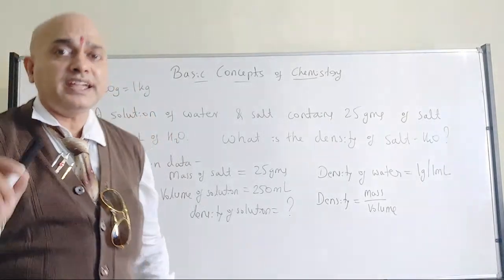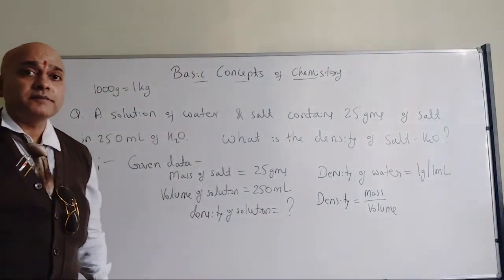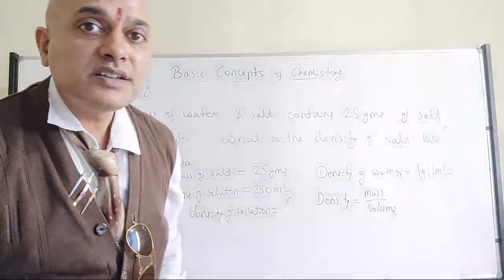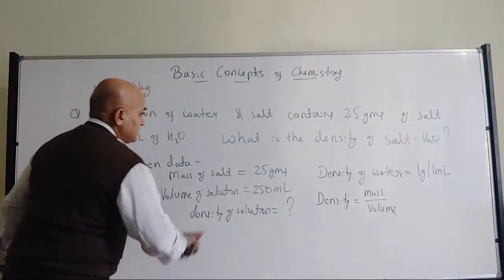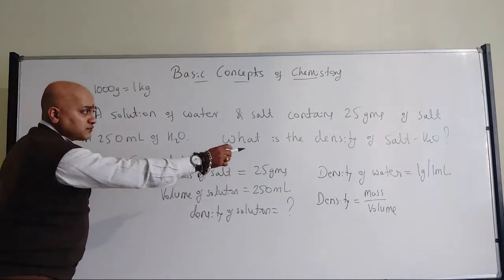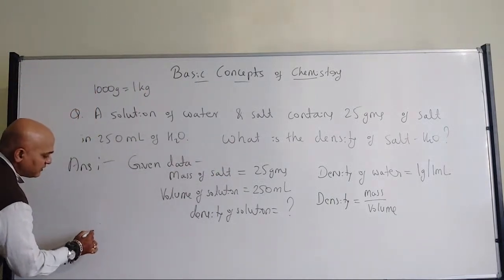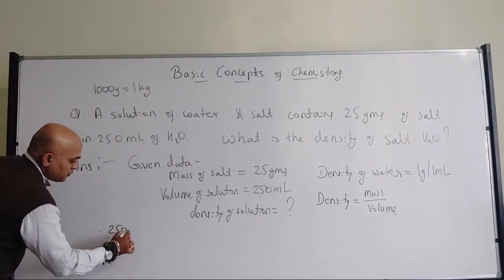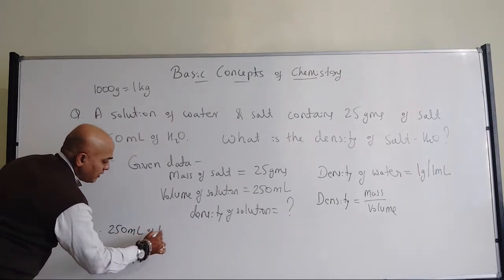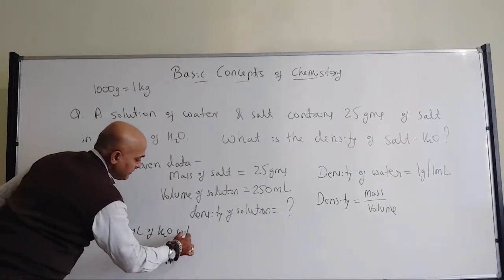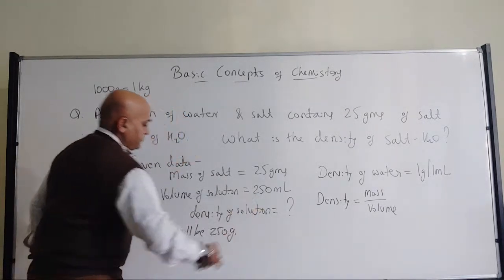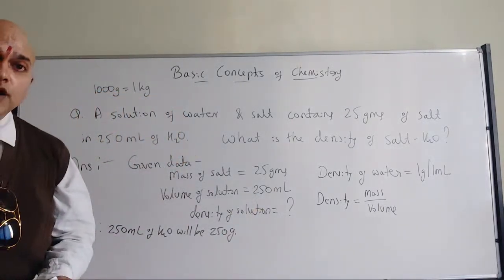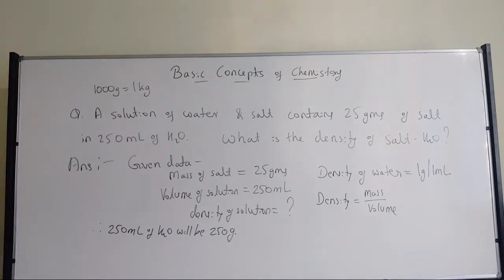That's what I am telling. No, that cannot be the one. Fine? So yes, now you are right. It should be 250 gram. Since density of water is 1 gram per 1 ml, therefore 250 ml of water will be 250 gram.